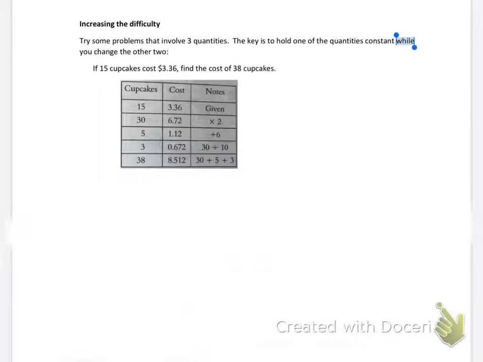Okay, here we're going to increase the difficulty a little bit. You can try some problems that involve 3 quantities, where you hold 2 things fixed and change 1, or change 2 things and hold 1 fixed. You can look at page 116, and they give you a nice table that demonstrates that using number of men, cords of wood, and time in hours. I'm going to do the cupcake one here for you.